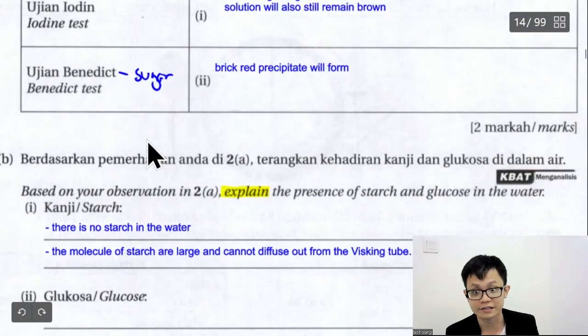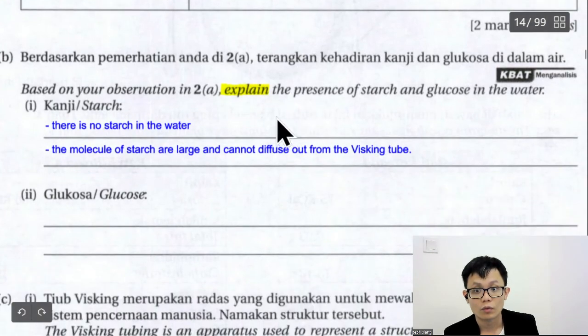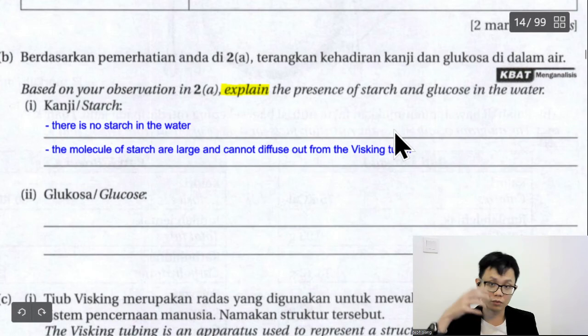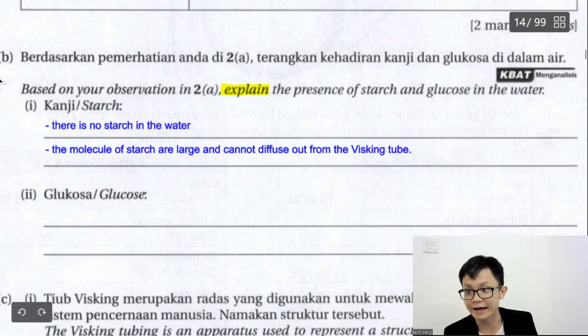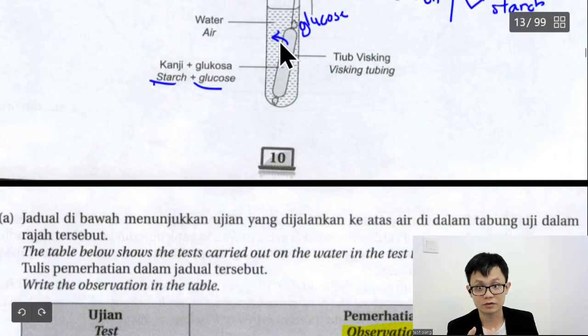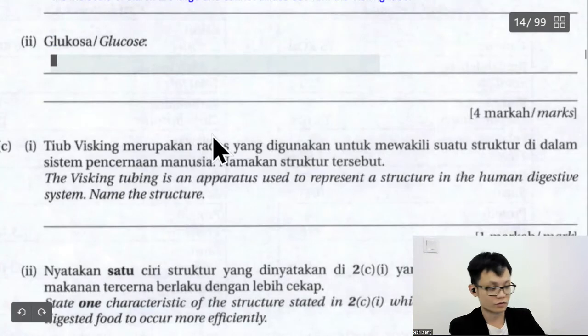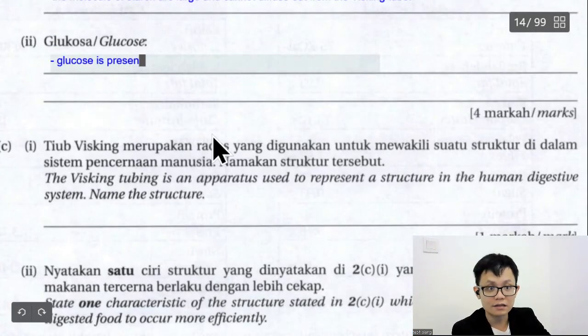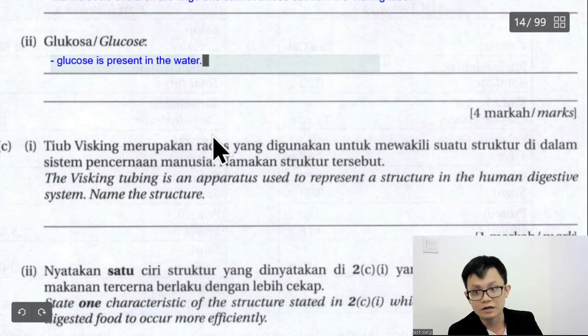If you read the question, explain the presence of starch and glucose. So you just write there is. You get what I mean or not? So the water has glucose, correct or not? This water has the glucose. So glucose is present in the water.